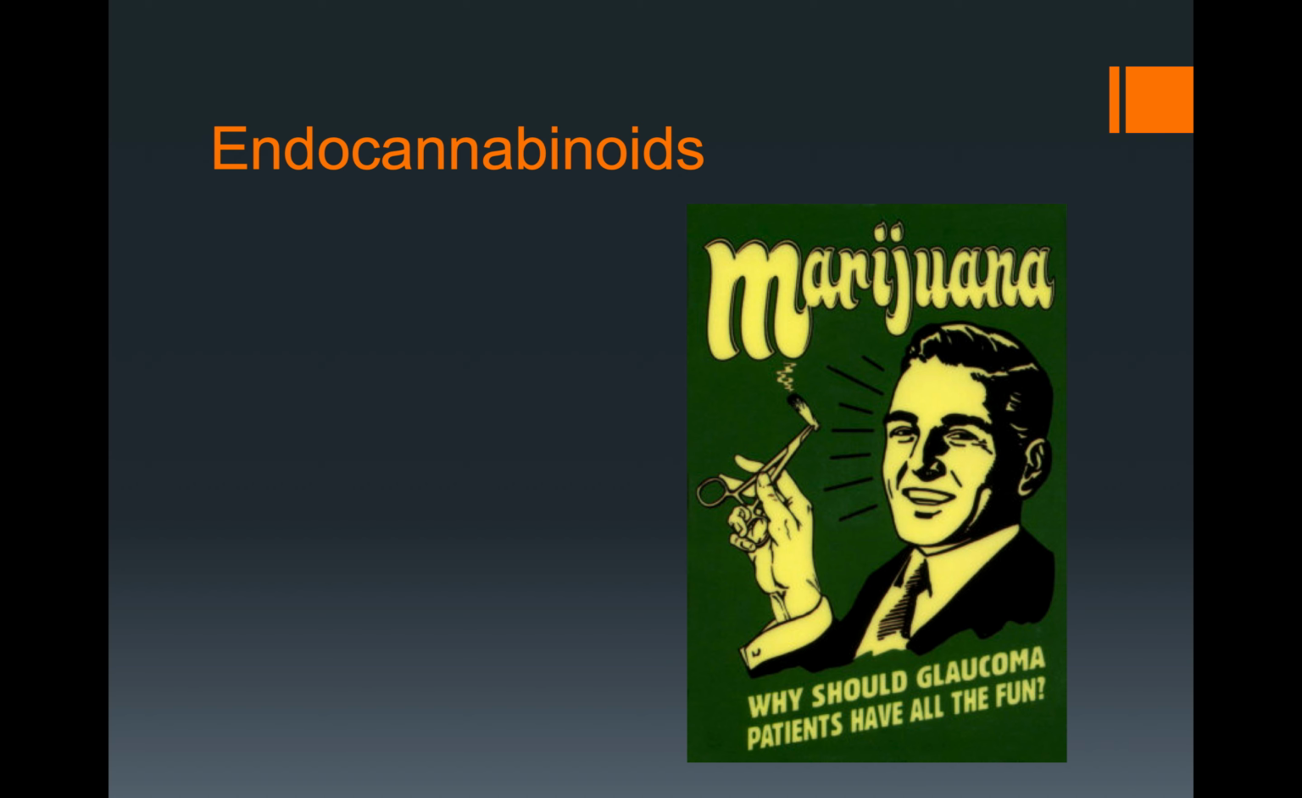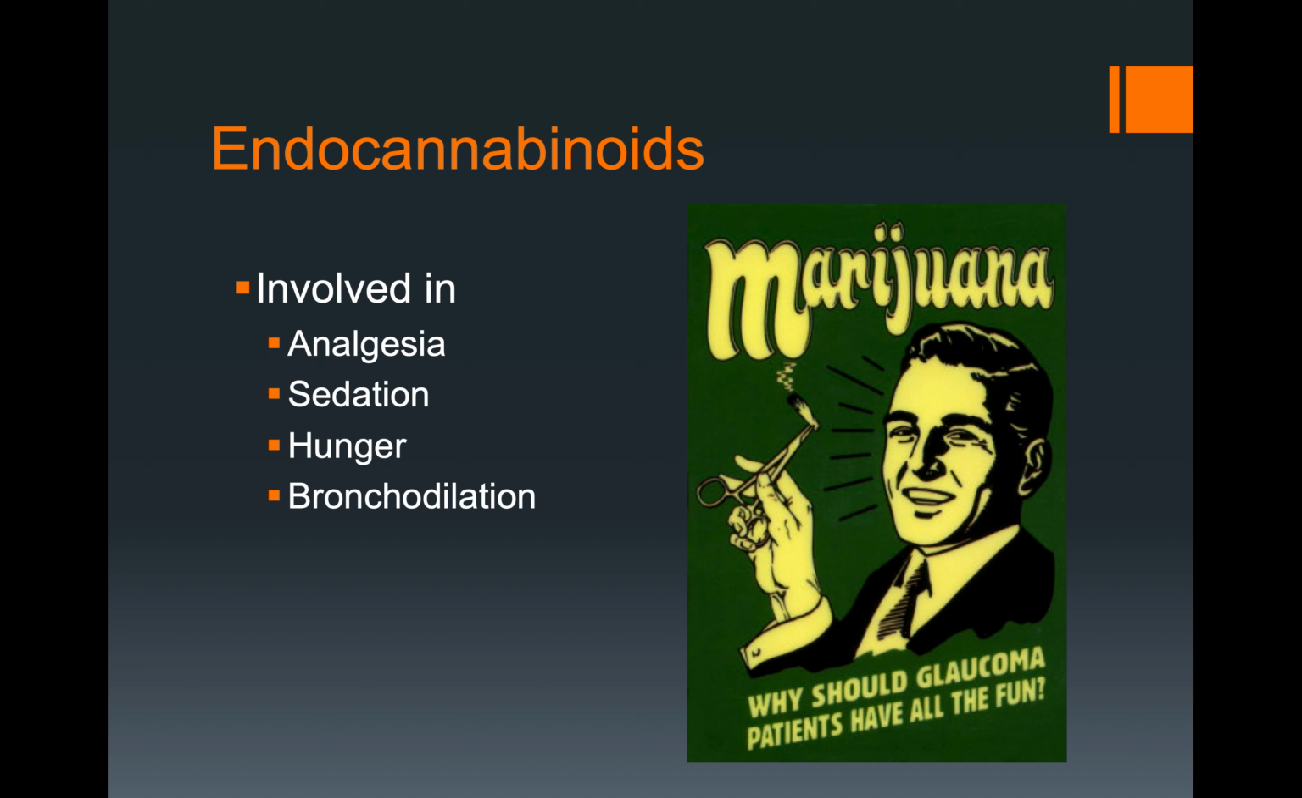Endocannabinoids, so we actually have chemicals in our body that are similar to marijuana. We don't have actual THC in our body, but anandamide is an example of an endocannabinoid. They're involved in a wide variety of things, including analgesia, sedation, hunger, bronchodilation, which is the dilation of your bronchi, your bronchial passages for lungs, which is why marijuana can actually be used to help with asthma.